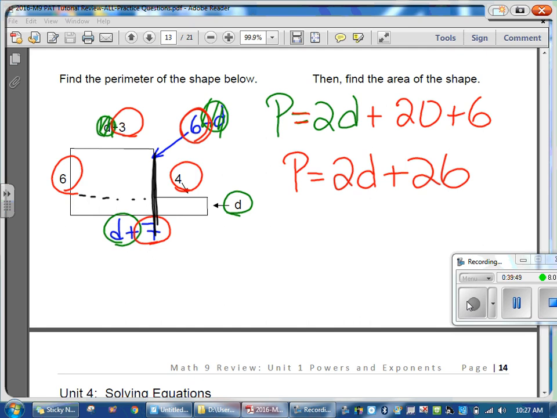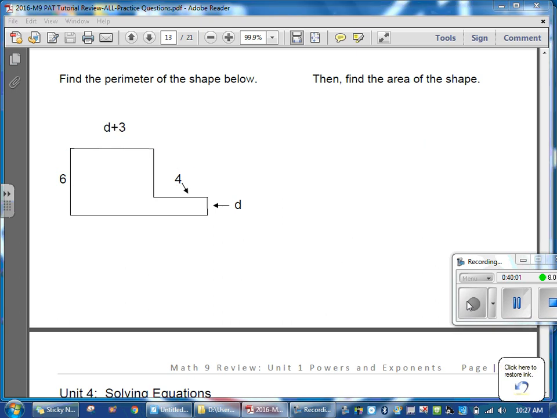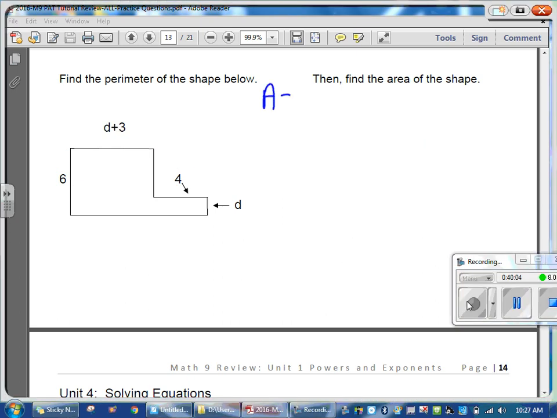Okay, so we know area is equal to length times width for any rectangle. We've cut it down this way. So my length is 4 and my width is d. So the area of rectangle 1 is going to be 4 as my length times d. So it's going to be 4d. Okay, that's the area of object 1.